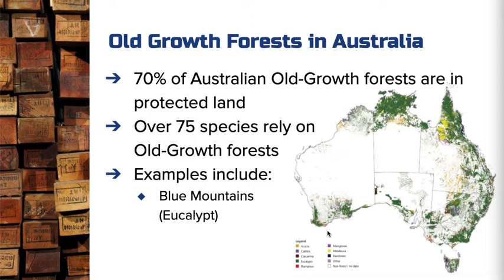There are over 75 different animal and plant species that rely on old growth forests to survive. Bats, owls, small kangaroos, rock wallabies, possums. There are 75 species in Australia that if we chopped all of these old trees down, would no longer be able to survive because they cannot survive in plantation forests, and they would have no habitat to go to if we chopped these old growth forests down.